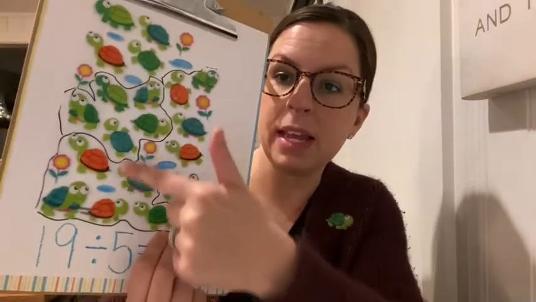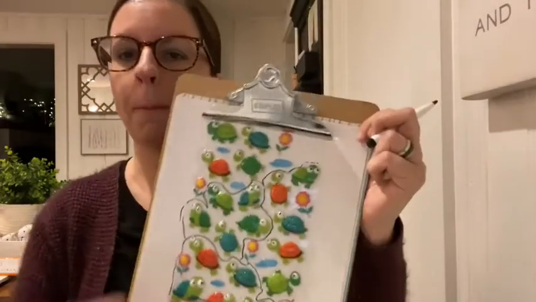So how many even groups do I have? That's right, 3. So 19 divided by 5 is 3 with how many left over?